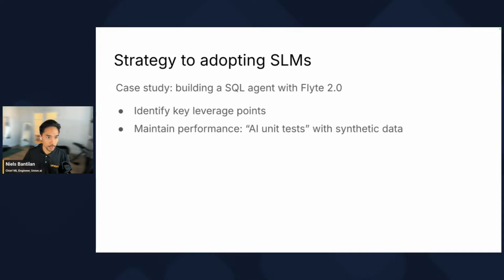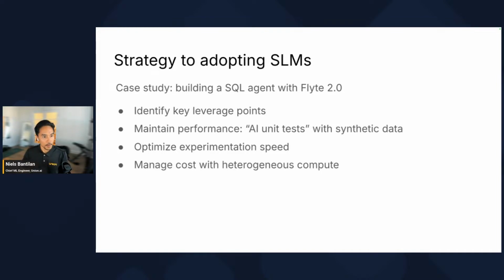The next part is you want to maintain performance. So how do you do this? You really want something like the equivalent of AI unit tests, ideally with real data, but to begin with, you can start with synthetic data. Then you want to optimize experimentation speed, either experimentation on your prompt optimization technique or your actual fine-tuning technique where you're updating the weights of the model. Then you want to manage cost with heterogeneous compute. A lot of words there, so I'll unpack that a little later. And then finally, optimize inference speed so that you're minimizing the latency or maximizing the throughput of your overall system.